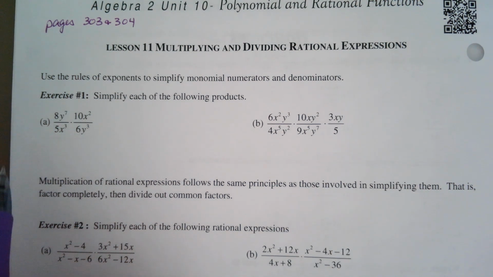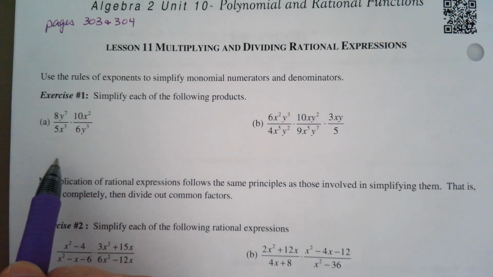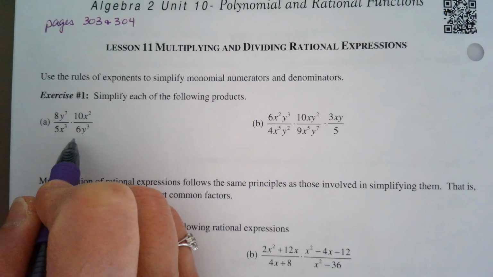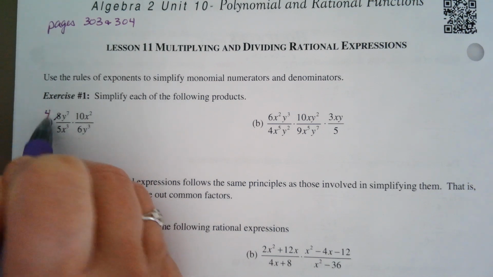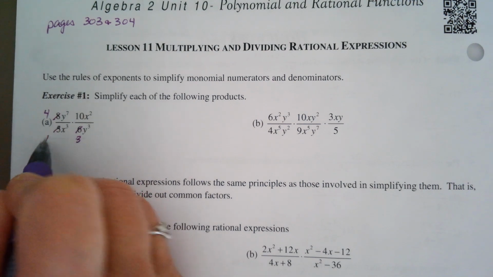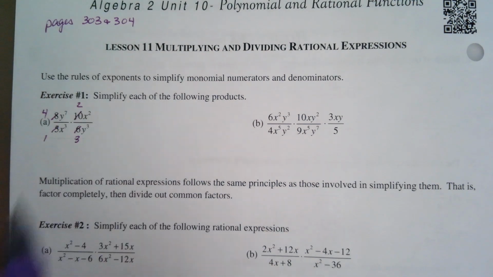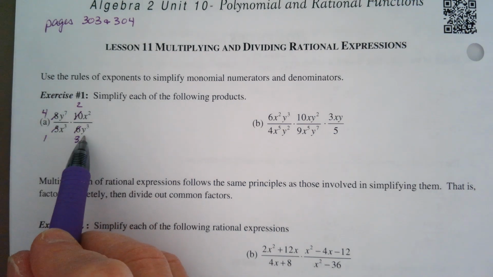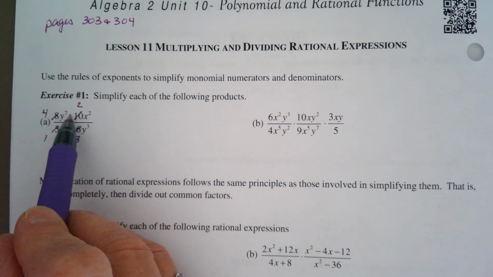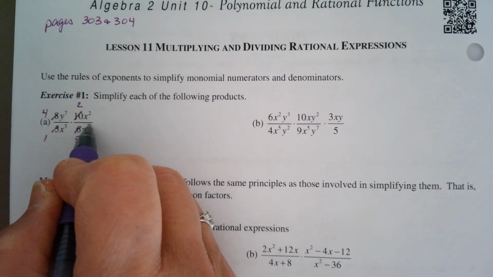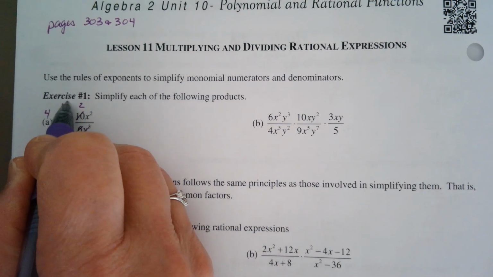So I would go with, form a habit, start with the coefficients. 8 and 6. 2 divides evenly into each. 2 goes into 8 4 times, 2 into 6 3 times. The 5 and the 10. 5 goes into 5 once, 5 into 10 twice. The y to the 7th and the y to the 3rd in the denominator. We subtract exponents. We have 7 minus 3, which would leave us with a y to the 4th here in the numerator.